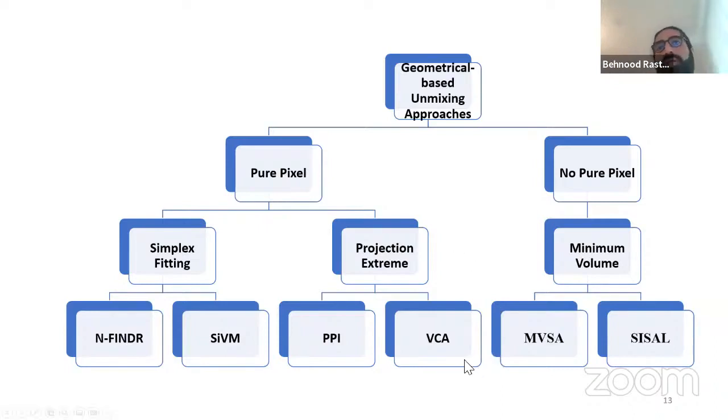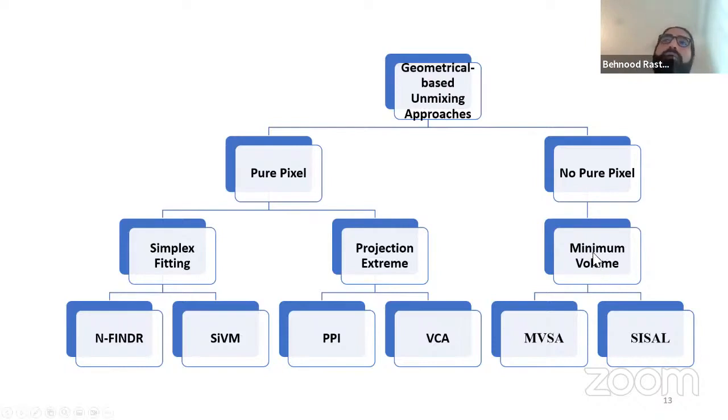And then vertex component analysis is also an important, actually widely used technique for endmember extraction. Basically, you project the data in the direction that is orthogonal to the subspace spanned by the endmembers which are already determined, and the extremes of your projections, you select each time as an endmember.